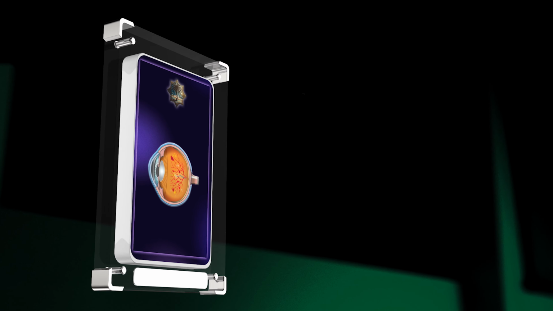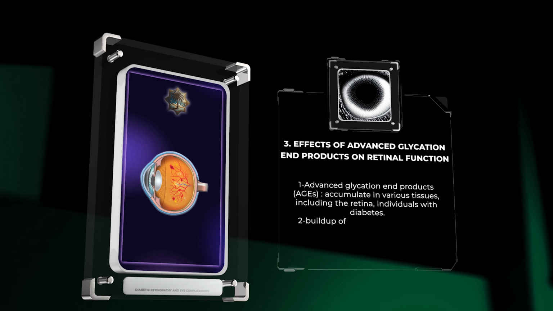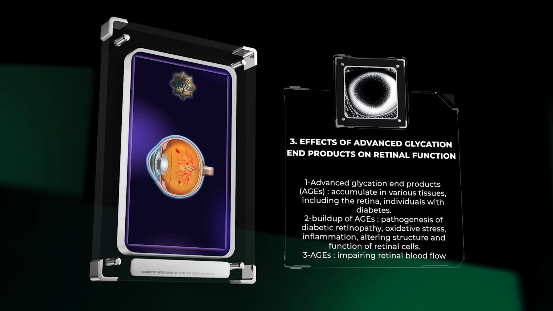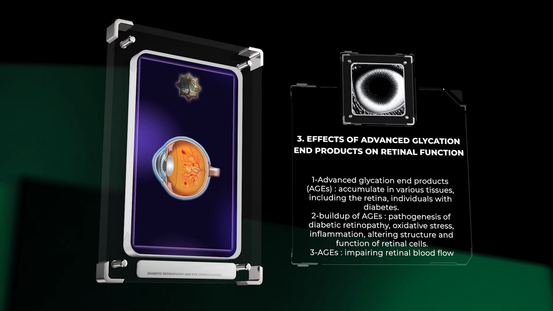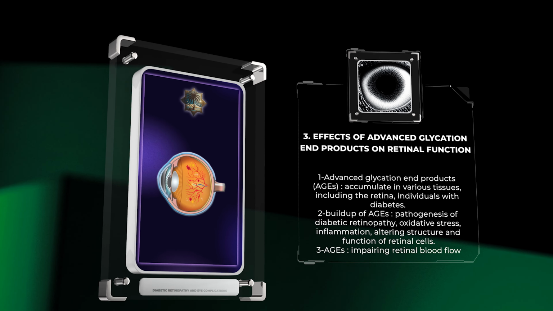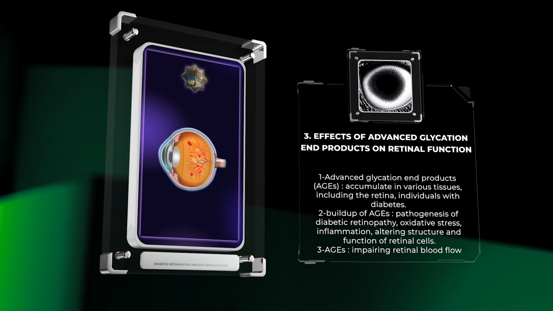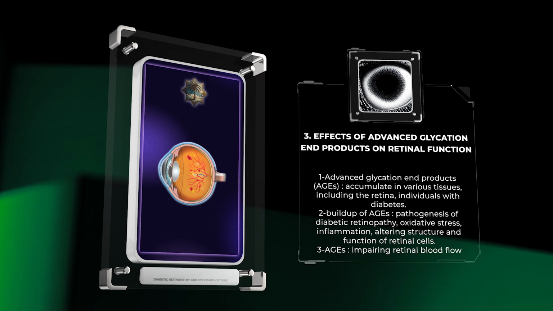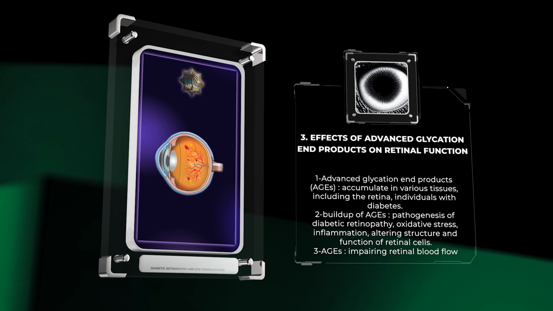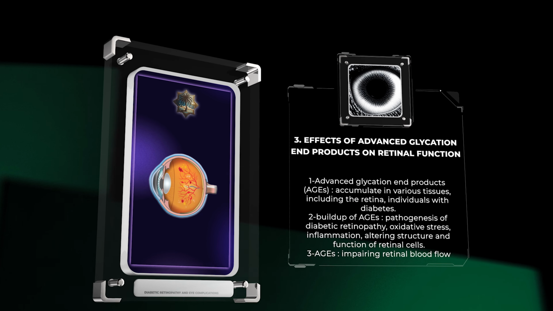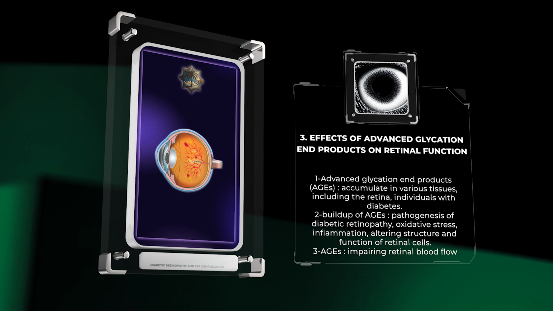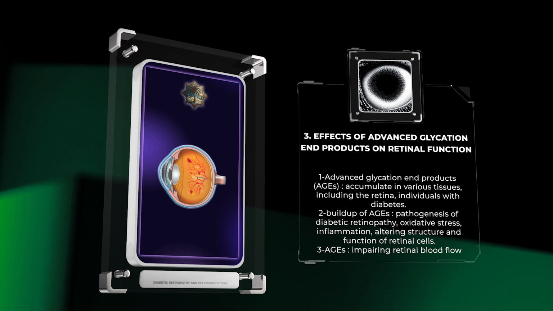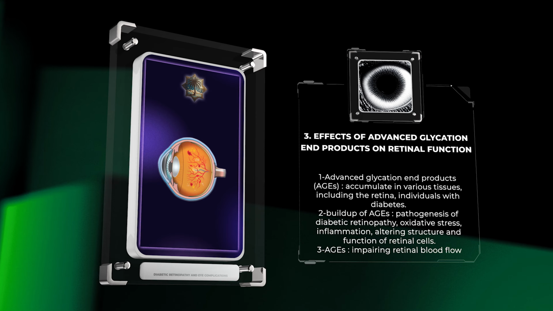Advanced glycation end products, AGEs, are a heterogeneous group of molecules that accumulate in various tissues, including the retina, in individuals with diabetes. The buildup of AGEs contributes to the pathogenesis of diabetic retinopathy by inducing oxidative stress, inflammation, and altering the structure and function of retinal cells. Additionally, AGEs have been implicated in impairing retinal blood flow regulation, further exacerbating the progression of diabetic retinopathy.